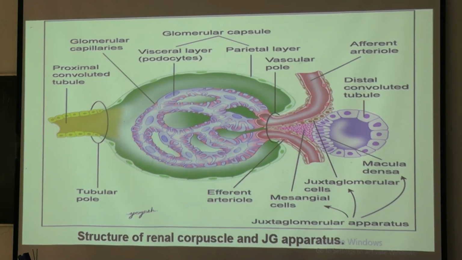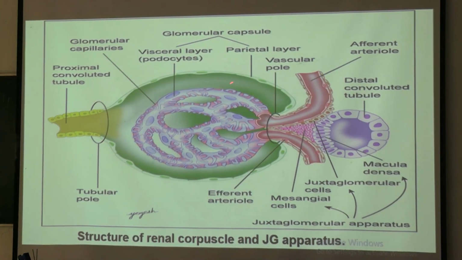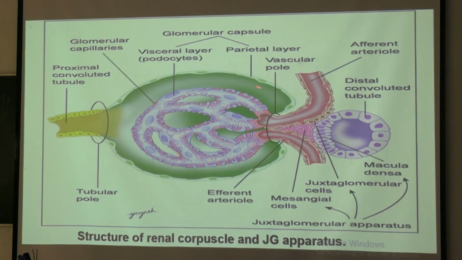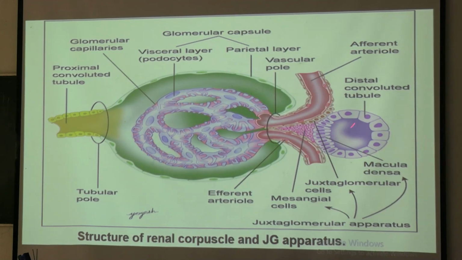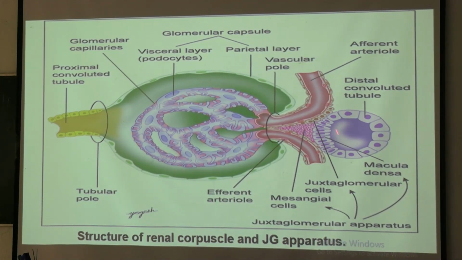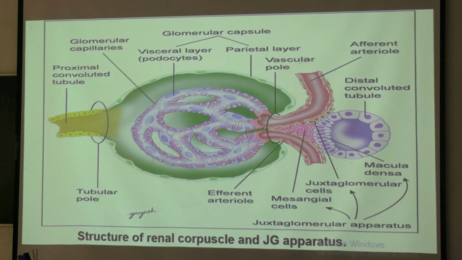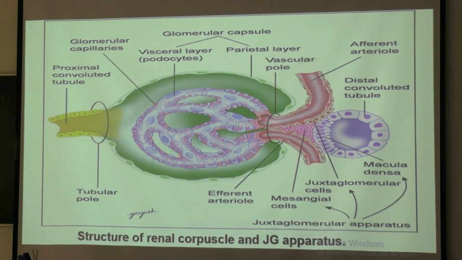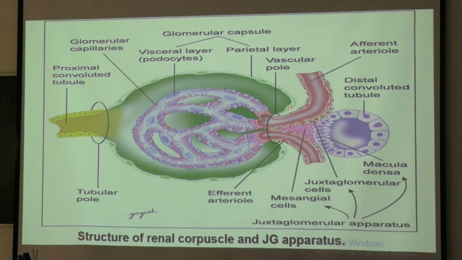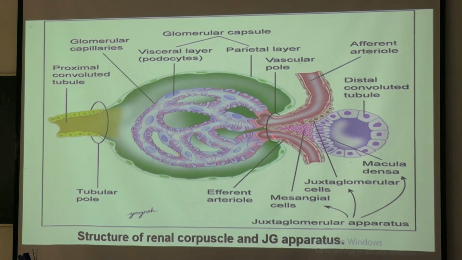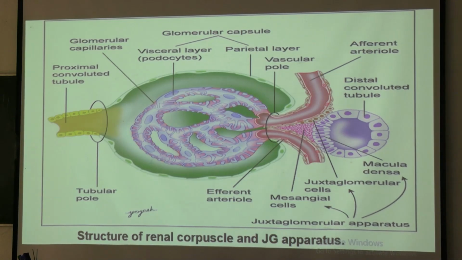Here you can see the foot processes around the capillaries, the foot processes of the podocytes, and the lining epithelium of the parietal layer is simple squamous. And this is the afferent arteriole having the juxtaglomerular cells. These are the macula densa cells of the distal convoluted tubule, and here are the mesangial cells forming the juxtaglomerular apparatus. And here is the proximal convoluted tubule. See the difference in diameter. This is afferent, this is efferent. Efferent is narrower.